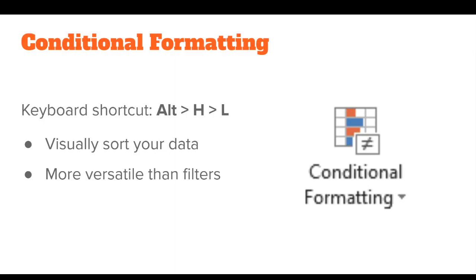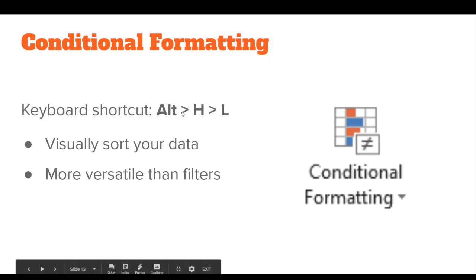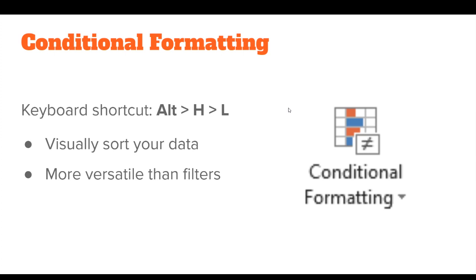All right, and as for conditional formatting, it is very similar to filters. Conditional formatting lives on the Home ribbon across the top of Excel. You can also use Alt, then H, then L as your keyboard shortcut to activate it. You can do a lot of the same things with conditional formatting that you can do with filters. Conditional formatting is a little bit more dynamic than filters, though. As you change your data, as you add new information, remove some old information, conditional formatting does get updated automatically, which means that it does make it a lot more versatile than filters.